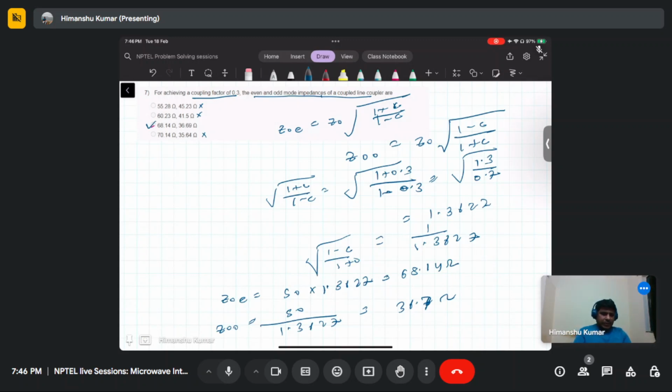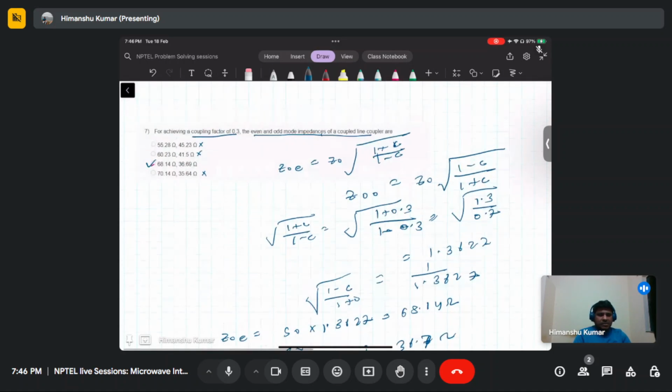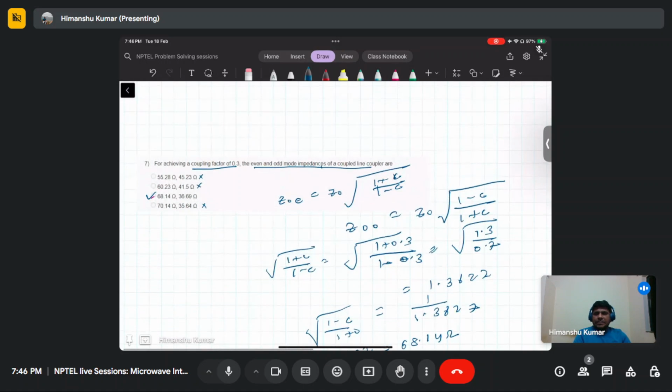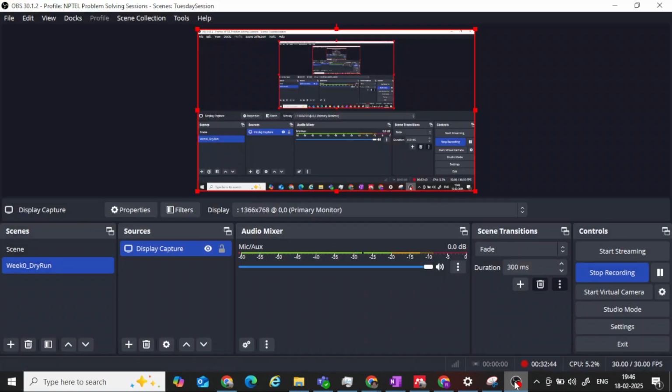This was just a simple formula substitution kind of problem. So let's move to the next problem.